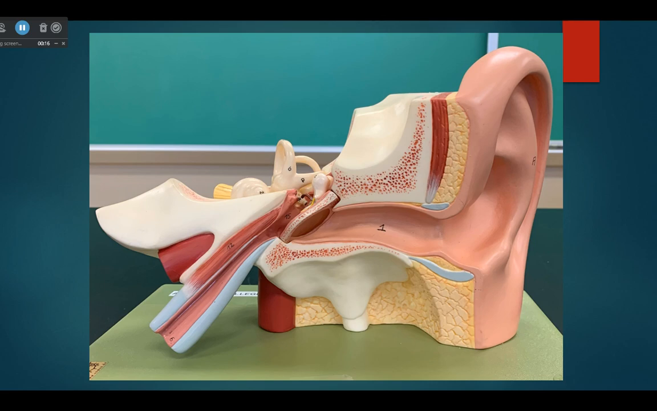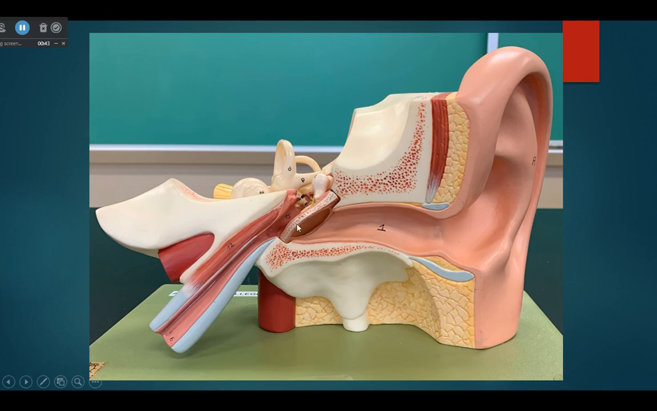When we look at figure 25.1, this is the anatomy of the ear. We have the external ear, the middle ear, and the internal ear. And the structures, we're going to have the auricle or the pinna. And then we're going to have the external acoustic or auditory meatus or canal. Acoustic and auditory are interchangeable, so whichever one makes you happy.